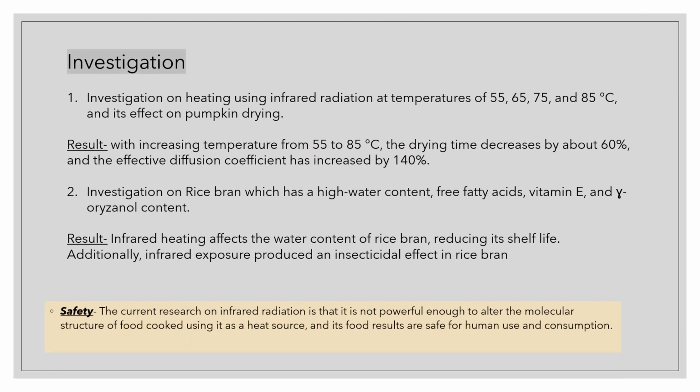Now coming to some investigations which were done on infrared. There were two investigations, and these two offered contrasting results. The first investigation was done by drying pumpkin at temperatures of 55, 65, 75 and 85 degrees Celsius, and its effect was seen on the pumpkin. According to the results, with increasing temperature from 55 to 85 degrees Celsius, the drying time decreased by about 60%, and the effective diffusion coefficient increased by 140%.